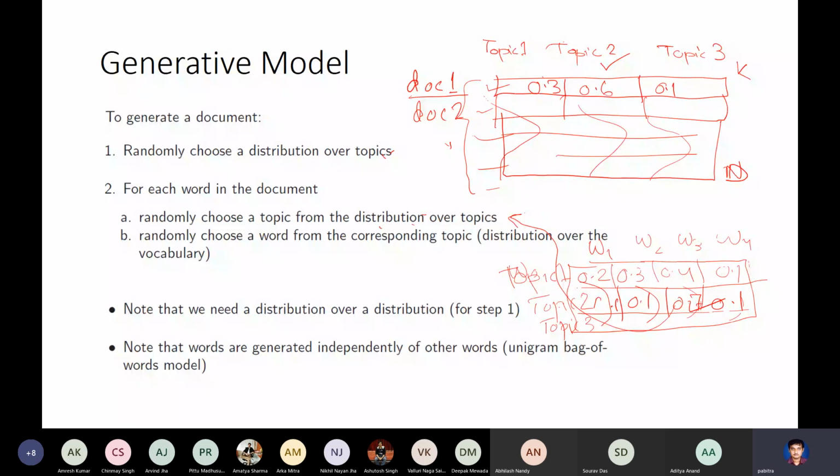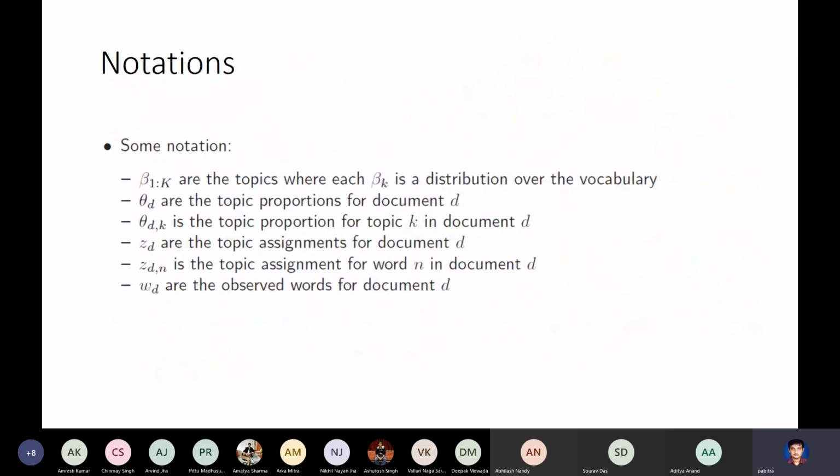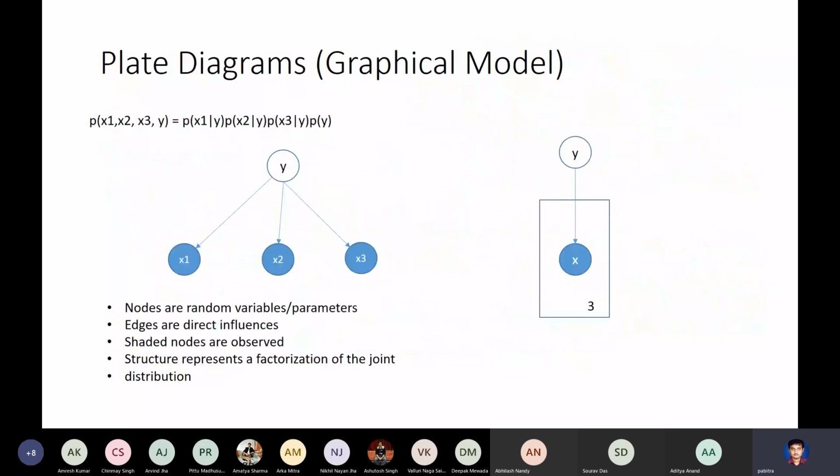Also, in this generative model, we have assumed that the order of the words is not important, which means that each word is generated independently of the other words. So now let us try to write this down in a more formal way. We'll take help of something called a graphical model or a plate diagram. I have already discussed it earlier in the beginning, but let us discuss it once more.